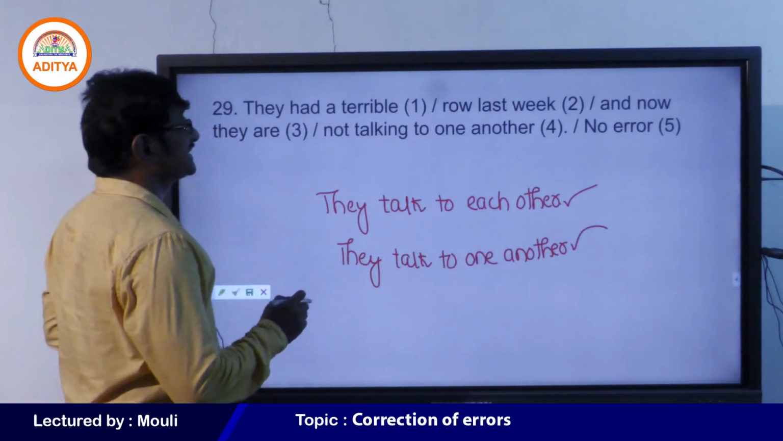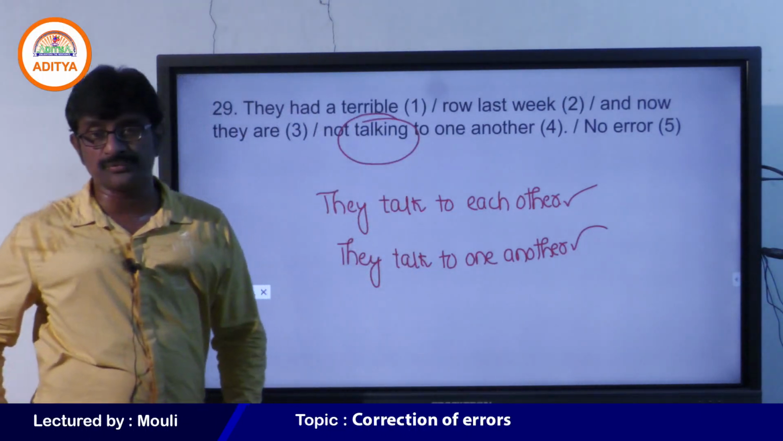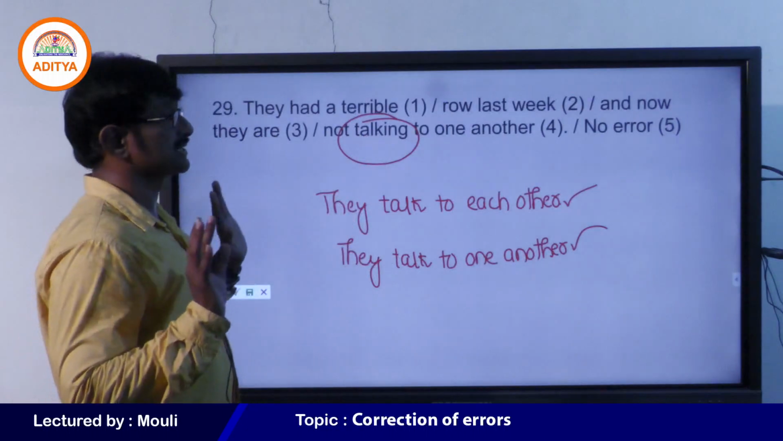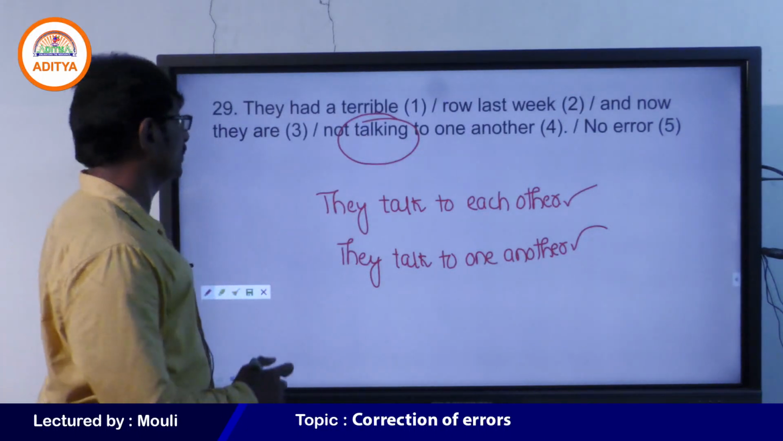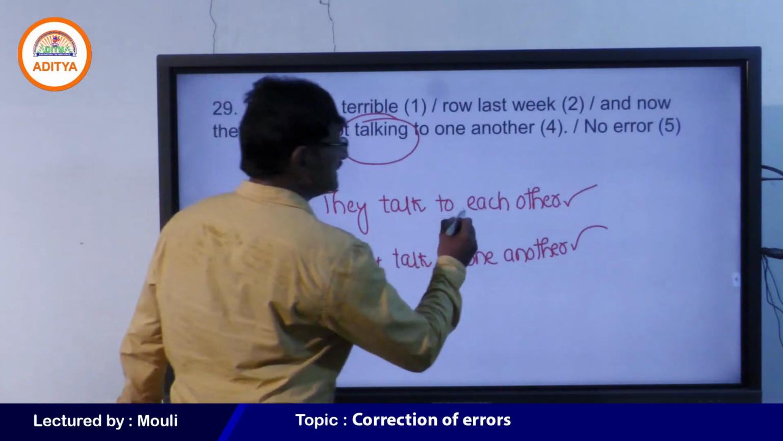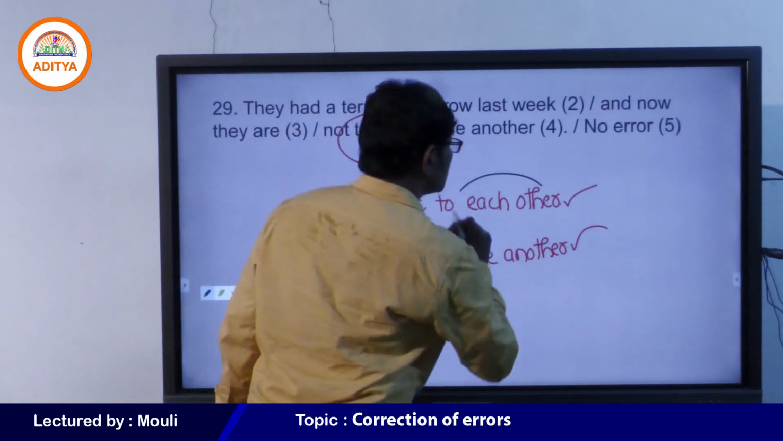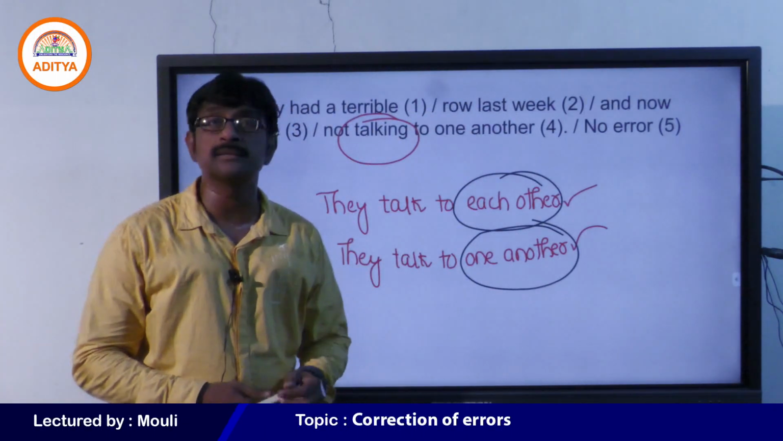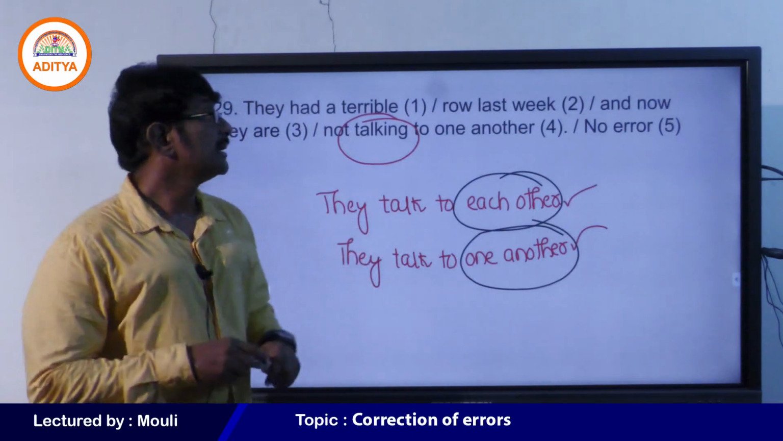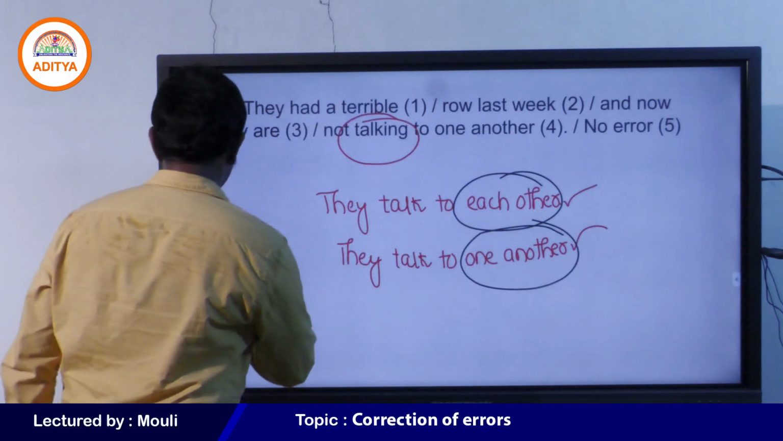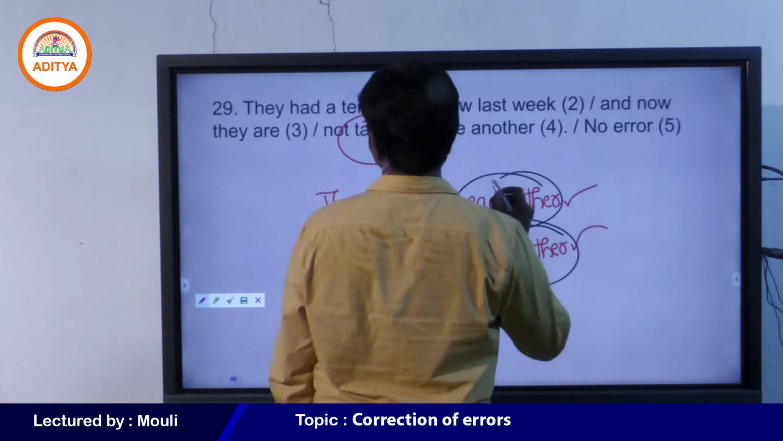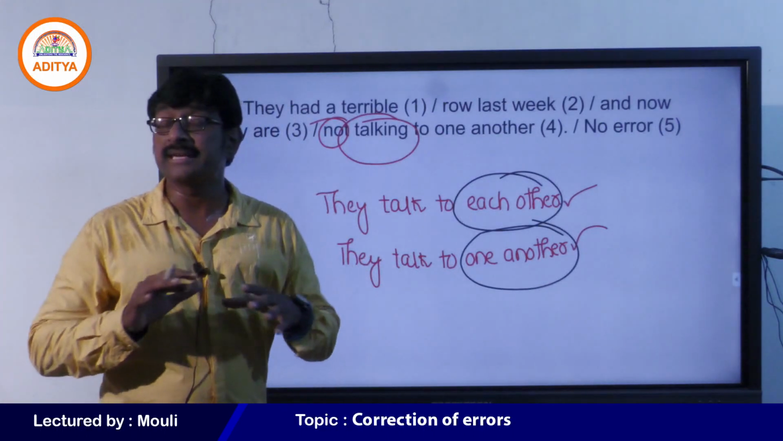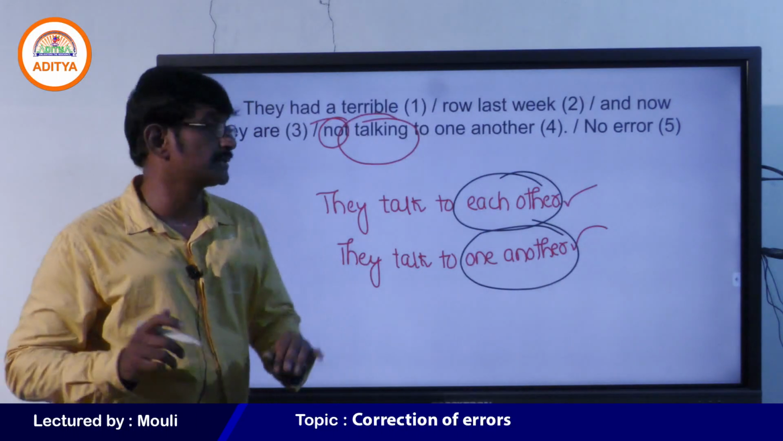Okay, students? But is there any mistake here? Now we have to find out. Yes, there is a mistake. Why? Now let us see. When we say each other or one another, we can use talk. But when it comes to not, we cannot use talk. We should use speak. You see now?